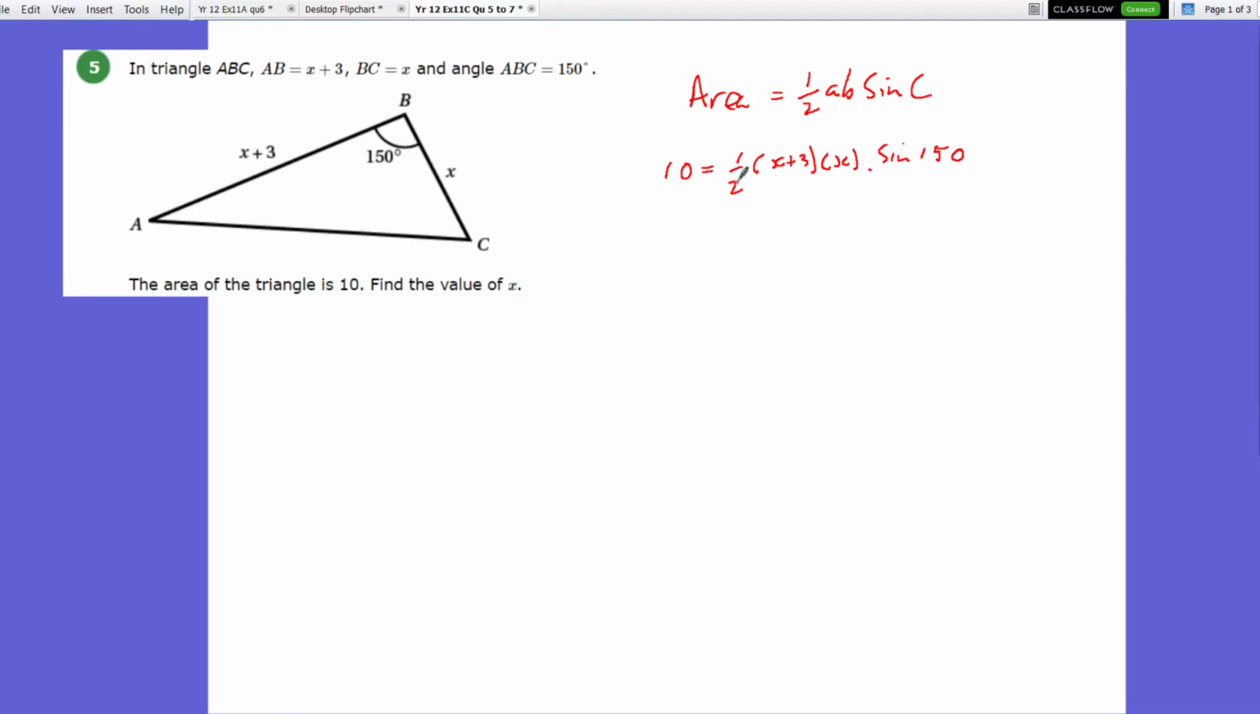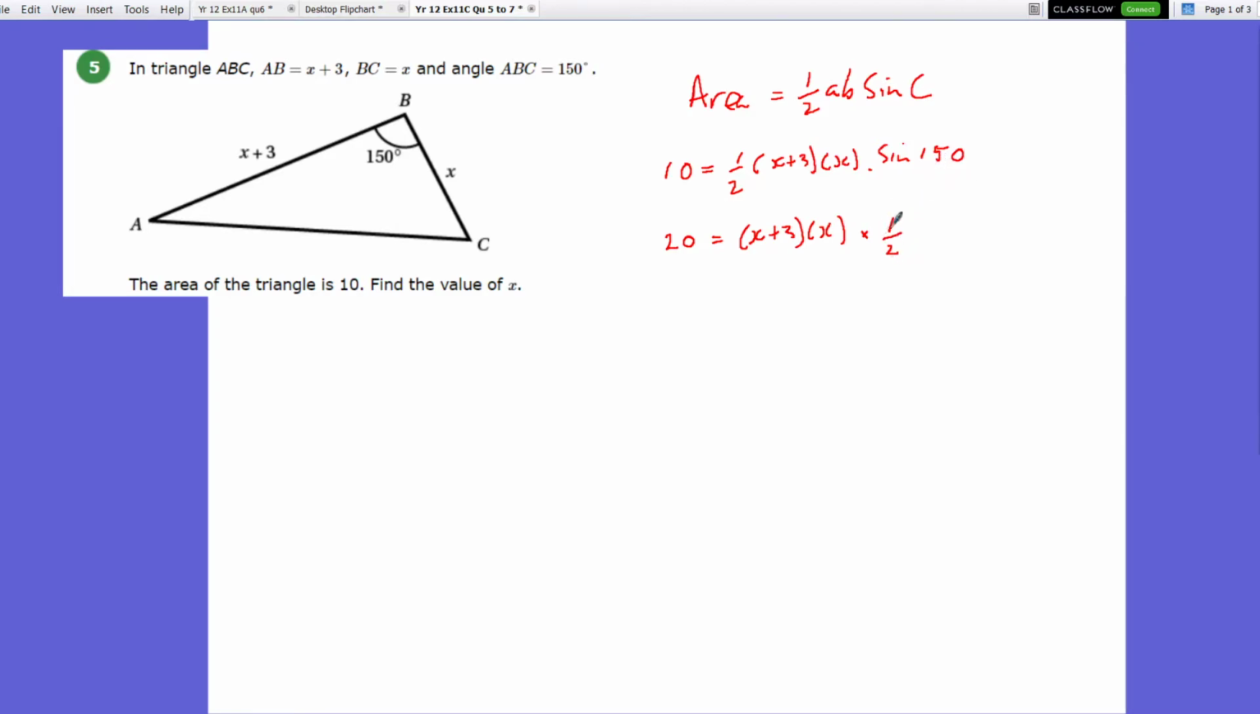Let's just get rid of this half, and the way we get rid of a half is doubling it, so times that up by 2. So that tells me 20 is equal to, now let's just keep that like that, x plus 3, and let's put x there, and as we said before, this is times sine 150. Sine 150 is the same as sine 30, which is a half.